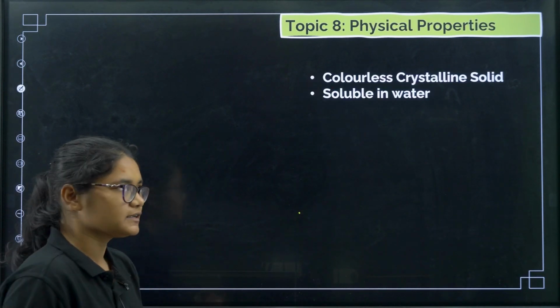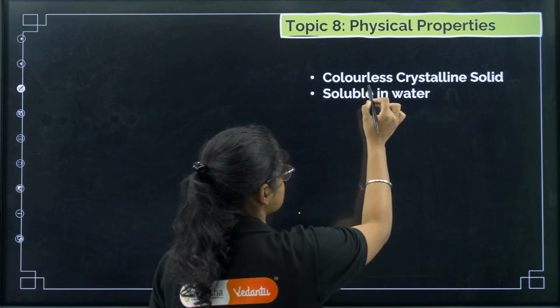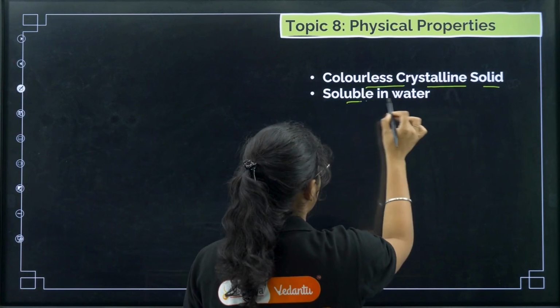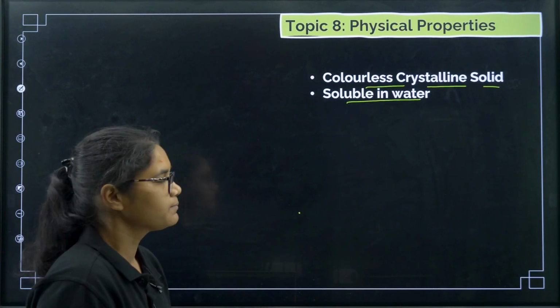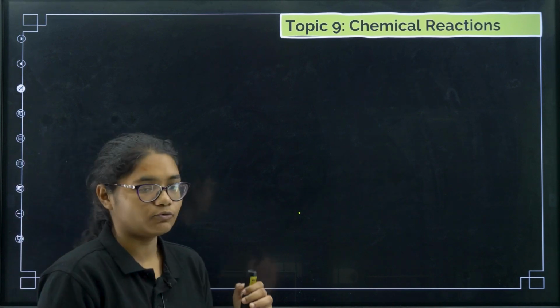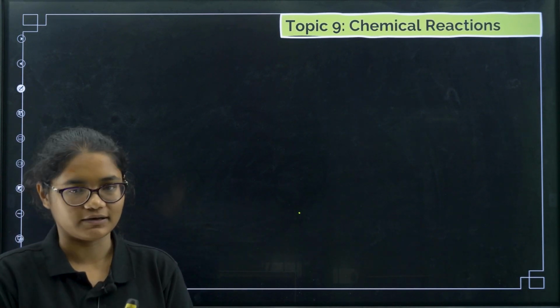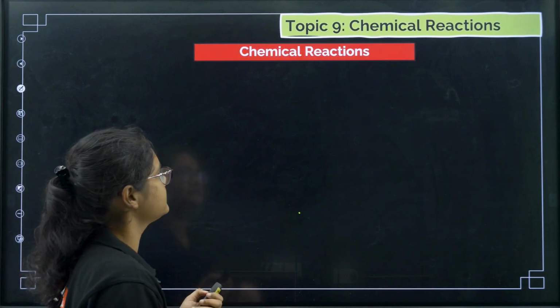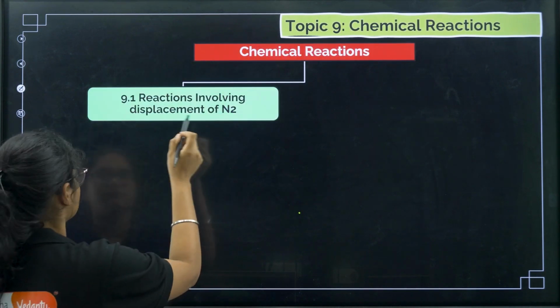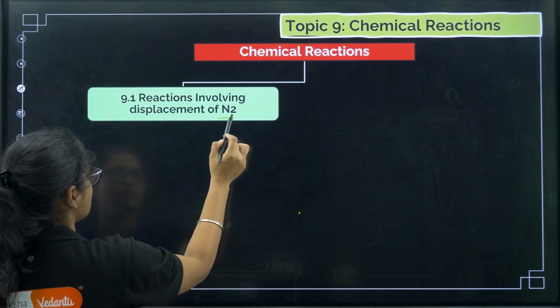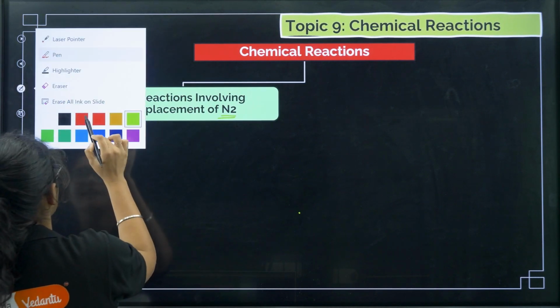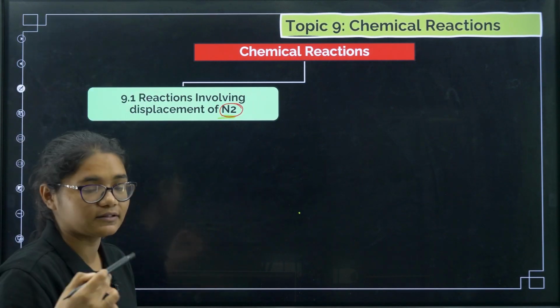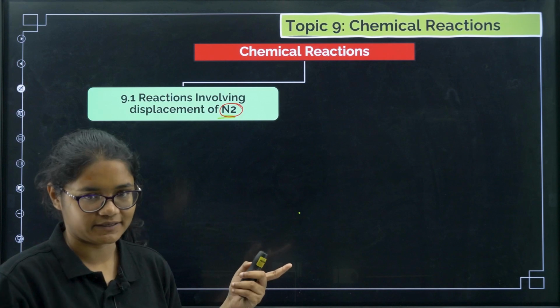Next, coming to the physical properties. It is a colorless crystalline solid and it is soluble in water. Now coming to the most important thing, the chemical reactions. Under chemical reactions we have two categories. First is the reaction involving displacement of the N2 group, meaning in the final product N2 will be displaced.